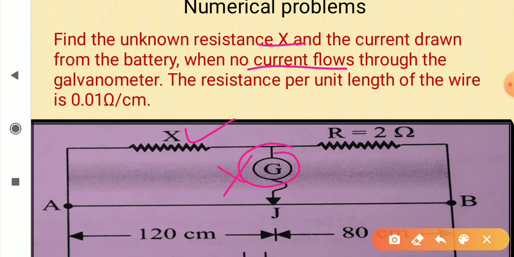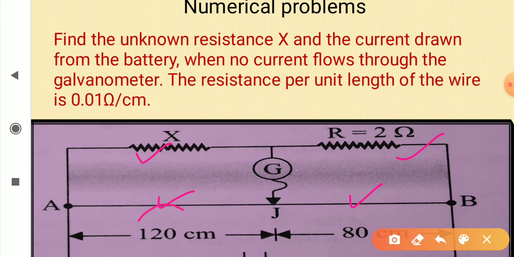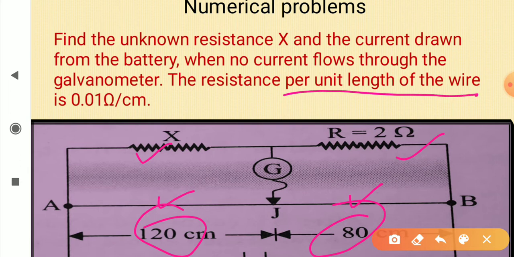That means this is a balanced Wheatstone bridge or a balanced meter bridge. You can see here we have 4 arms: this one, this one, this one, and this one. The lengths are also known to us. And what else is given? The resistance per unit length of the wire is 0.01 ohm per centimeter.